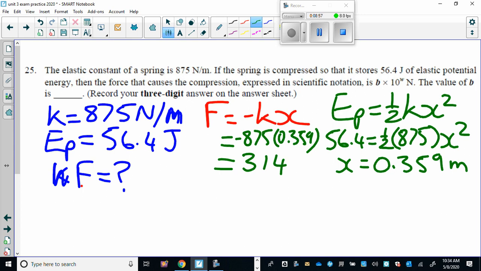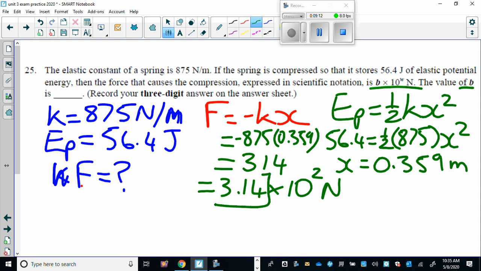And in this question, since they want the answer like this, and they want only the value of B, and then it says record your 3-digit answer, so there's your 3-digit answer right there, 3.14. Even though it just says B, it doesn't say A.BC, they still want it 3 digits. So the answer to the question is 3.14.